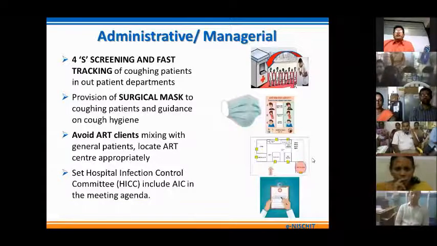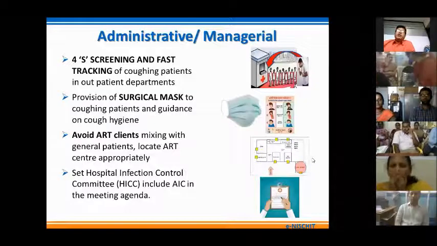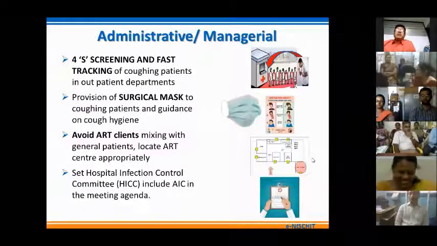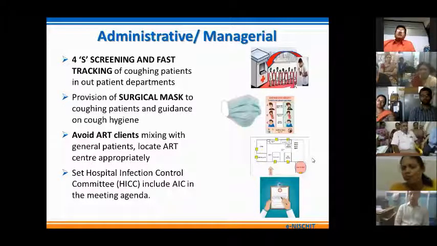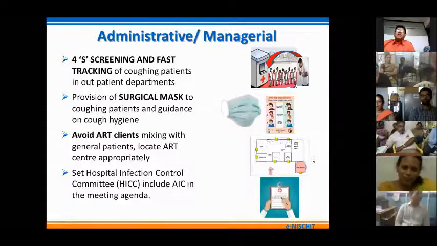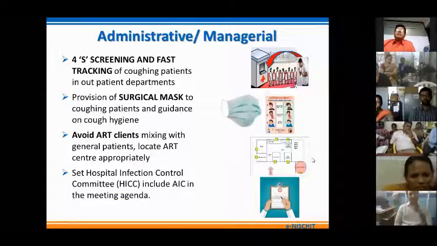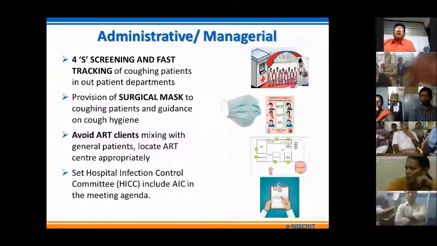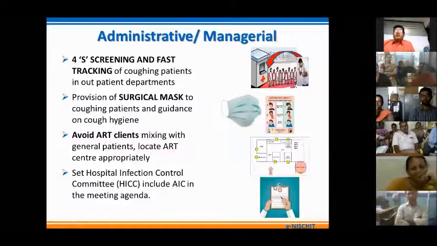In the administrative and managerial measures, again, we also undertake 4S screening and fast tracking, because the people who are actually showing symptoms need to be fast tracked so that they spend minimum time within the health centers, and we provide surgical masks to the coughing patients. This is what we mean by curbing the source of infection. If the person is infected, the exhalation from the lungs would be really dangerous. So we cover the nose and mouth with the surgical mask, which prevents those droplet infections from coming into the environment. Then we also consciously look at avoiding mixing of patients at the general waiting areas.